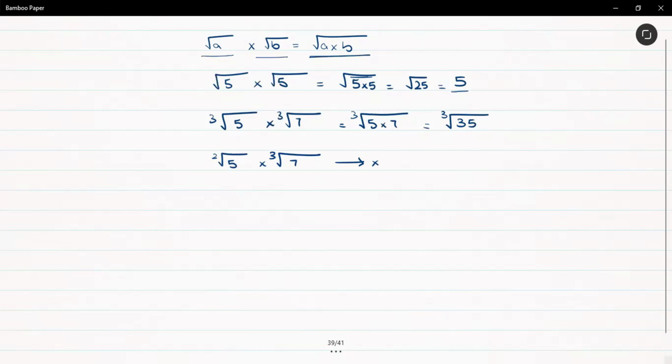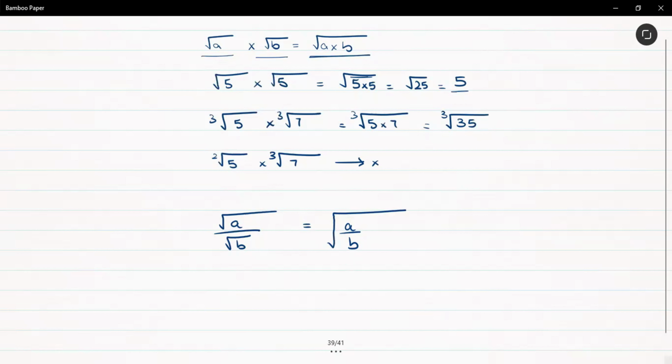Similarly, there is another rule: under root a divided by under root b is also equal to under root of a divided by b. So basically, what it's saying is that if we divide a by b, that whole value in an under root would be equal to under root a divided by under root b.